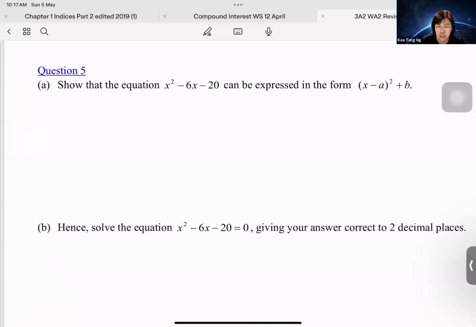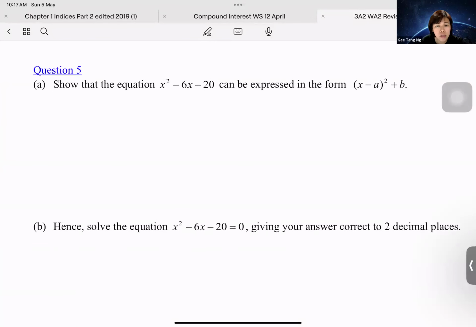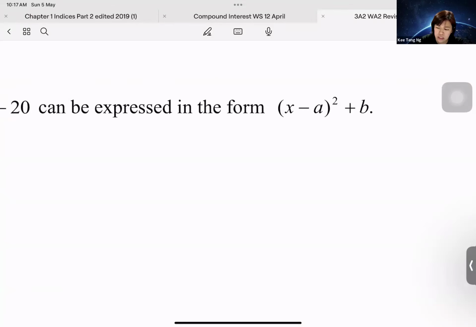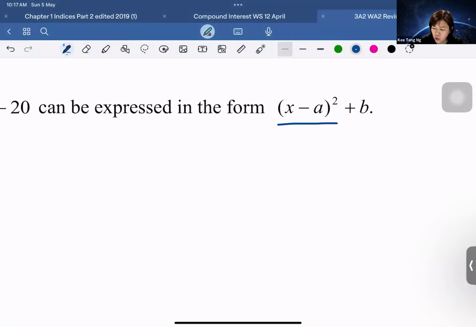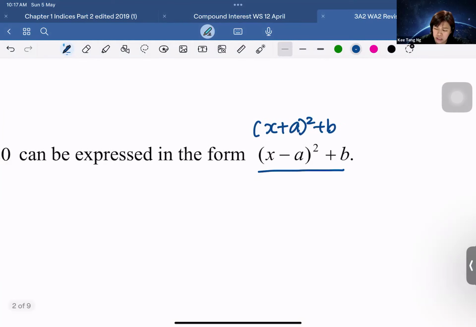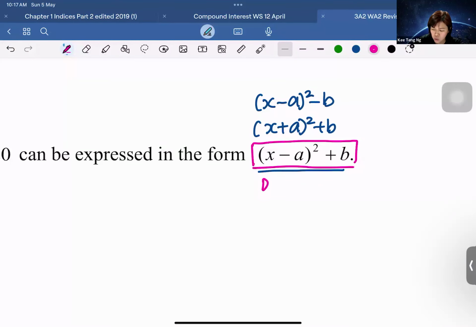Now, next part of the question is on completing the square. Show that the following equation can be expressed in this form. Whenever you see this form, regardless of whether it is going to be (x plus a) squared plus b, or (x minus a) squared minus b, whatever the version of the sign is, it doesn't matter. This whole expression over here simply tells you to do completing the square.